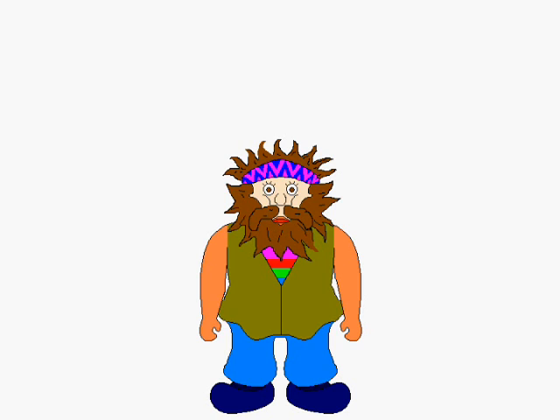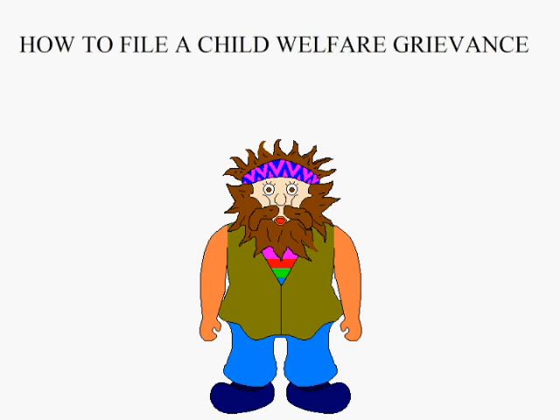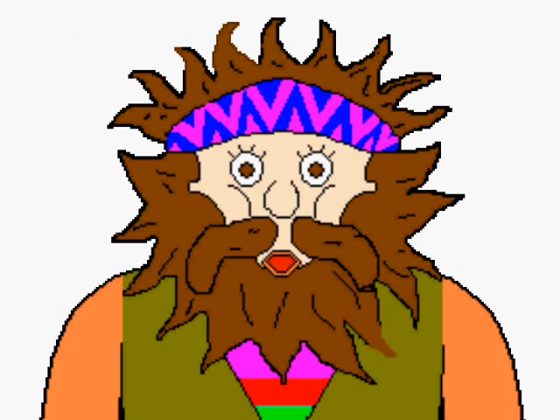Tonight we're going to discuss how to file a child welfare grievance. When you are dealing with the child welfare system, things do not always go the way you expect them to be. There is a way to let others know what is going on. It is called the grievance.